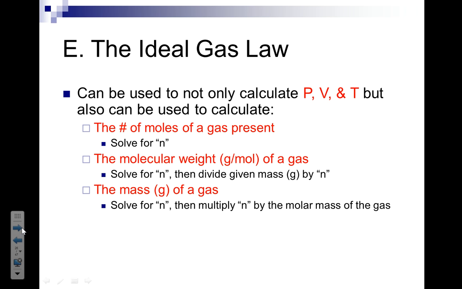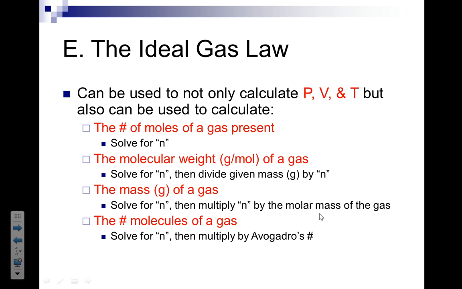Another thing that you might be asked to solve for with the ideal gas law is to find the mass of the gas produced. Well, the unit of mass is grams. So if you're asked to find the mass of the gas, solve for N, and then you'll have the moles. Remember, N is moles. And then you're going to do a one-step dimensional analysis problem. You're going to multiply by the molar mass of your gas, and that will give you the grams of the gas.